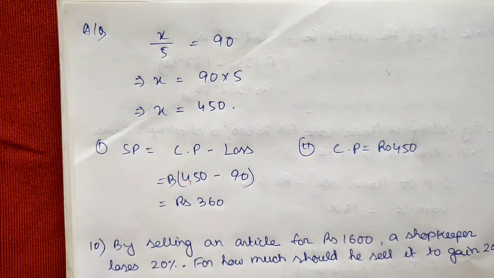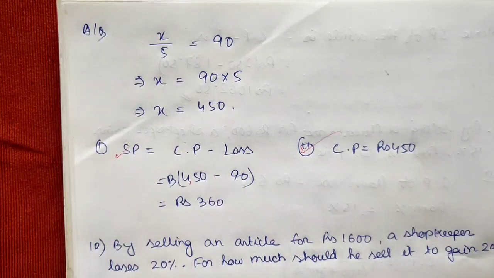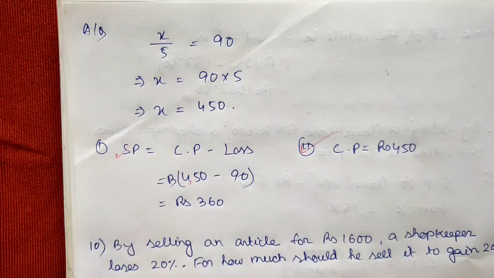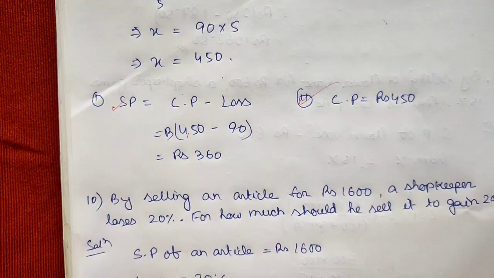In the question it was given that find SP and CP, isn't it? So we have found SP as well as CP. So this is how we can solve such types of questions. Okay. So now let's move to our next question, that is question number 10, which will be the last question of today's class. Okay. So the question is, by selling an article for rupees 1600, a shopkeeper loses 20%.